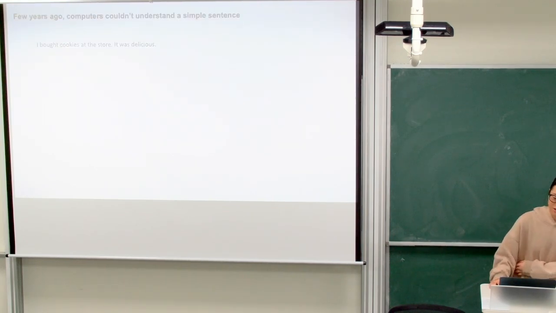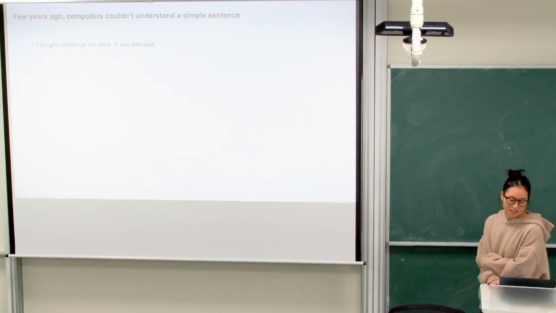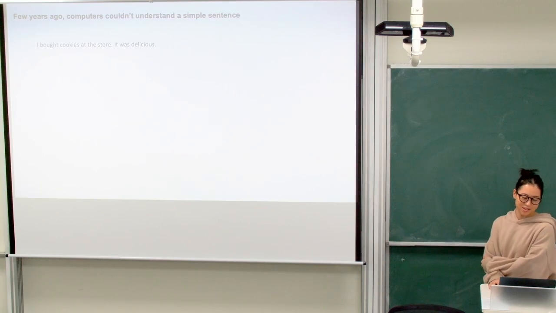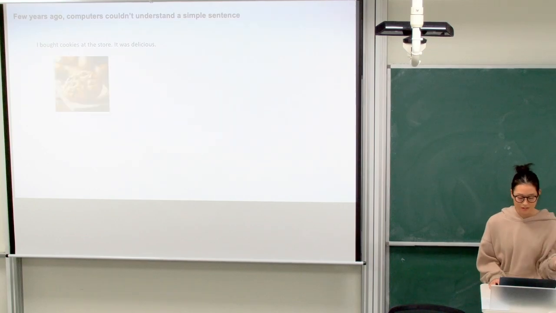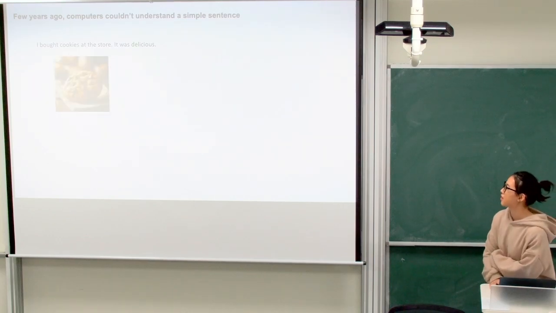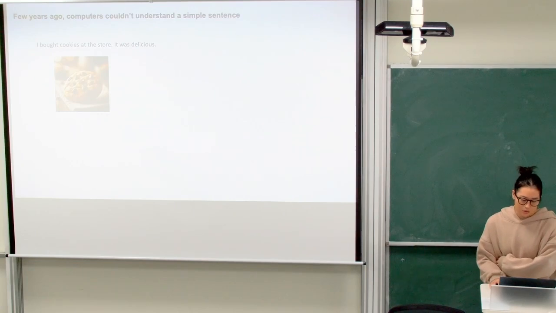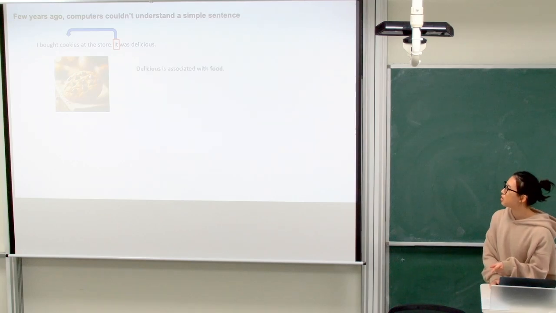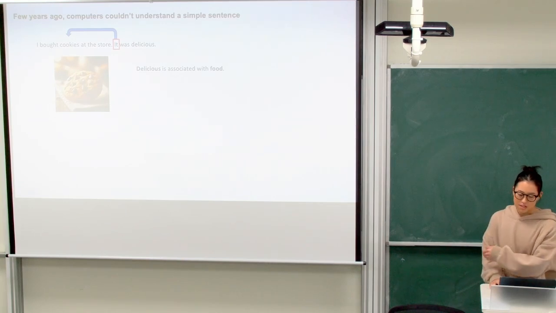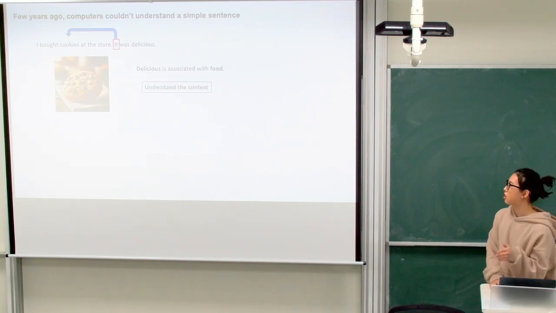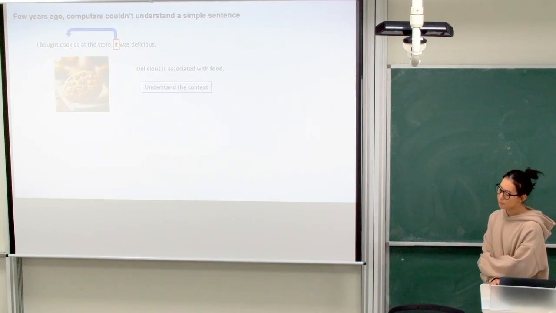So, a few years ago, computers couldn't understand a simple sentence. So let's say I said, I bought cookies at the store, it was delicious. So in our head, we will think of a delicious cookie like that. And this is because we know it is referring to cookies. And we know that delicious is associated with food. This means that humans understand the context of a sentence.